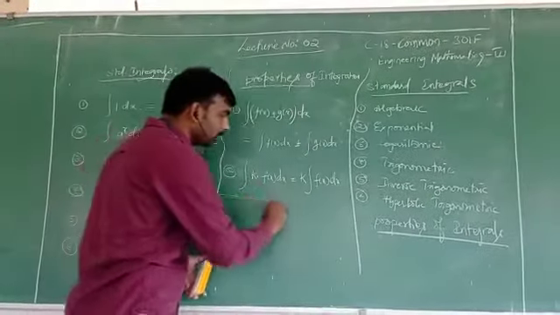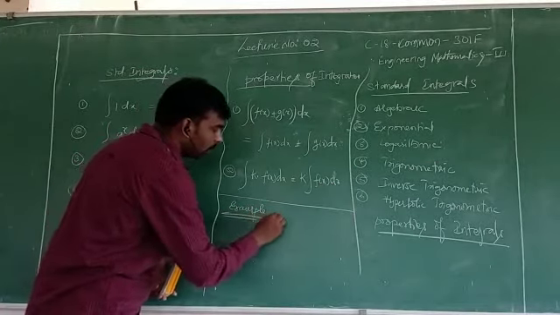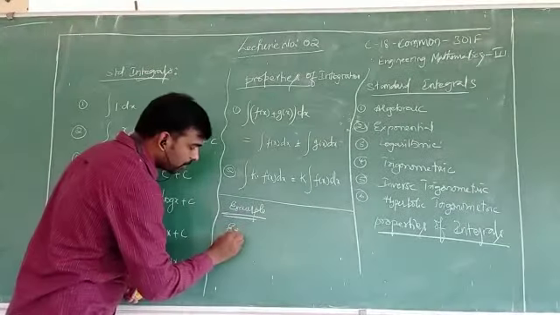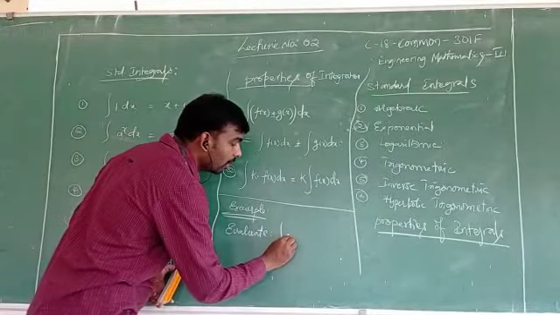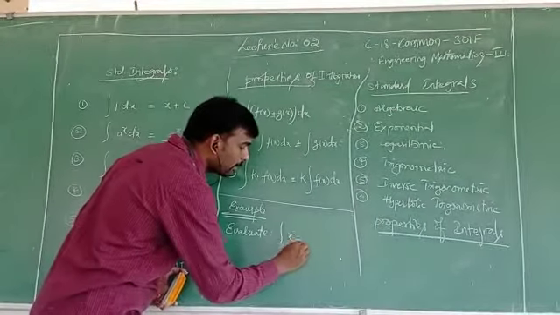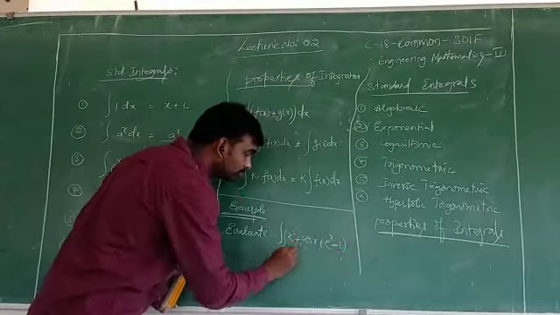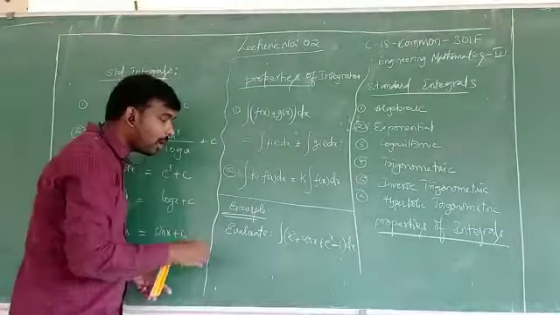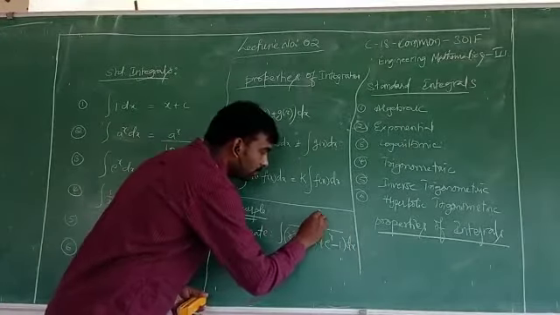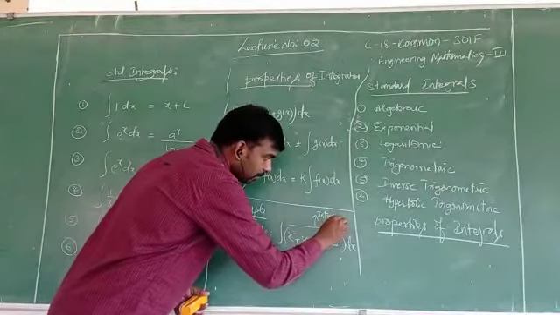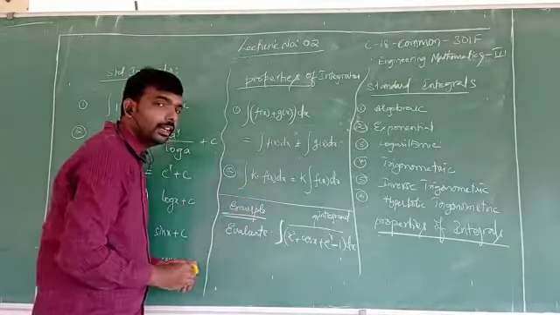Let us check one example. Evaluate integration of x square plus cos x plus e to the power of x minus 1 into dx. So how to evaluate this? This is called the integrand, yes or no? This is called the integrand. Now this is called the symbol of integration.